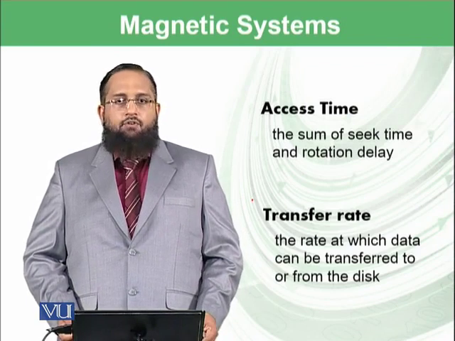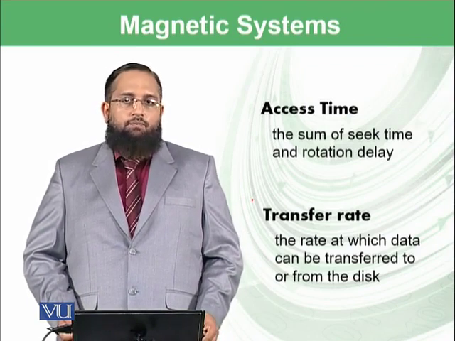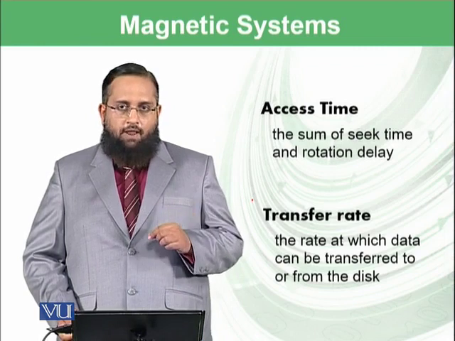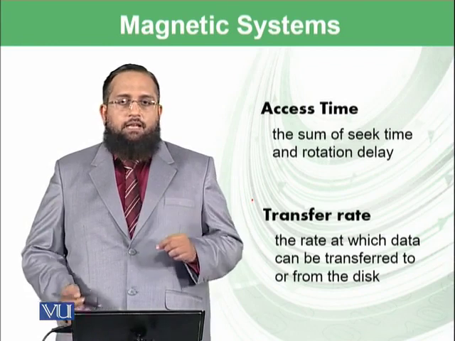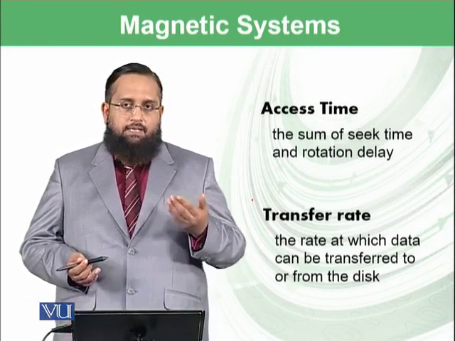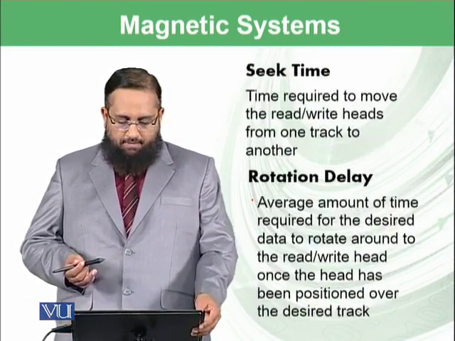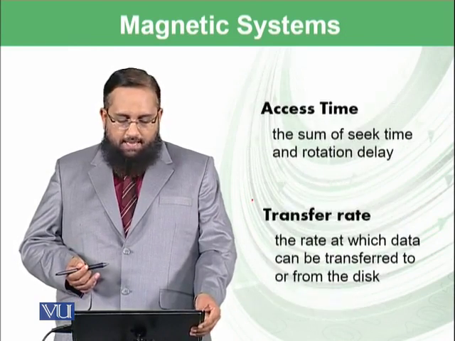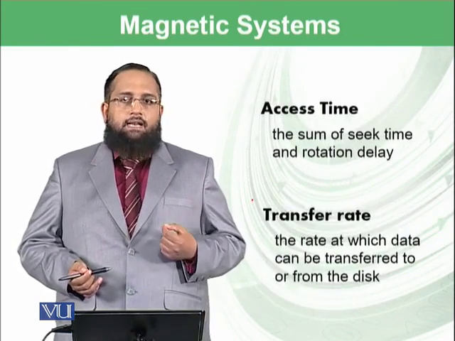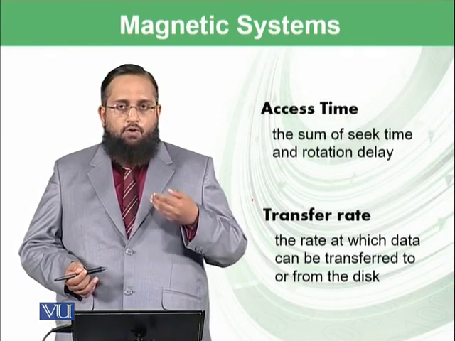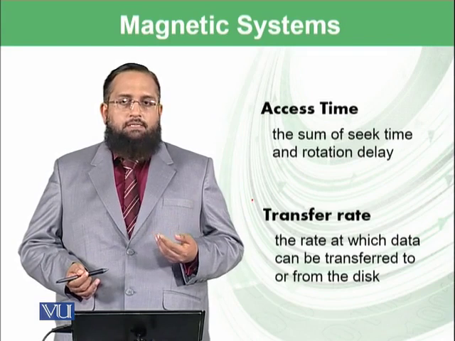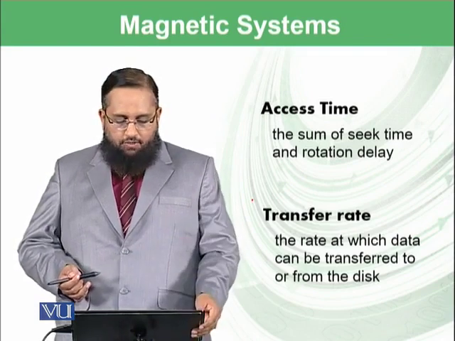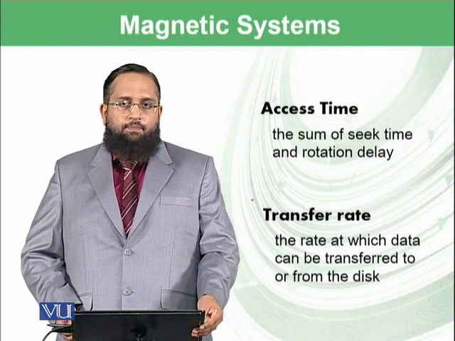And then there is transfer rate. So you have reached your particular track with the help of seek time, and then you have identified which data you want to fetch, that is your rotation delay, and then you want to transfer that data from the disk or towards the disk. So that transfer time is known as transfer rate. So this should also be lower so that your disk is considered better.